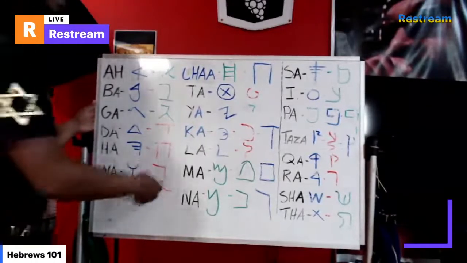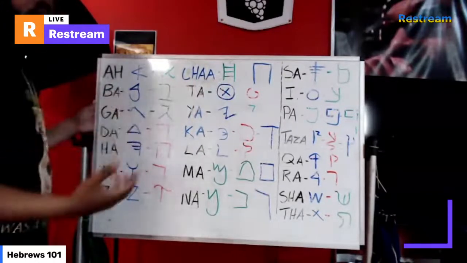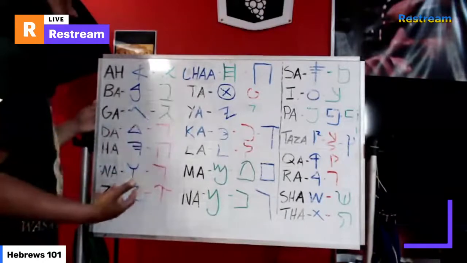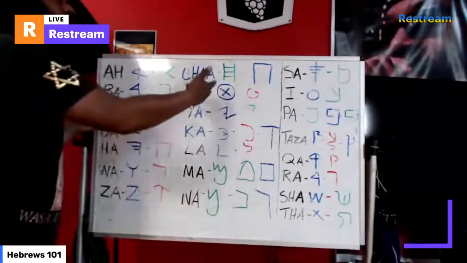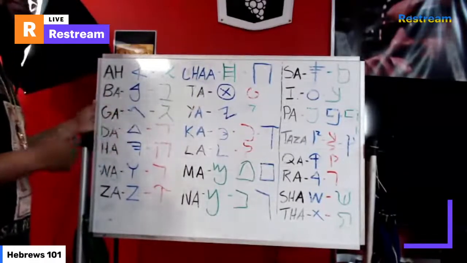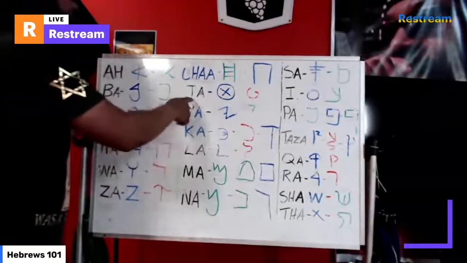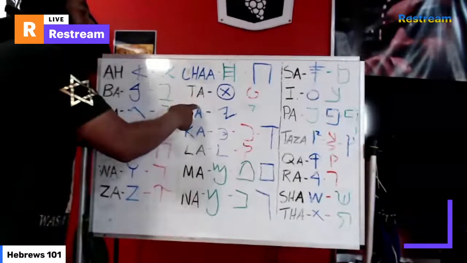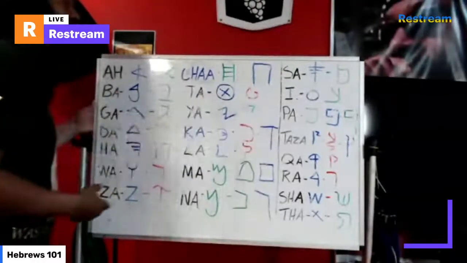Then next we have ka. In ancient Hebrew it looks like a ladder or a fence, with two lines and three across. Very strong pronunciation, ka, as in Captain. Remember that. Then next we have ta. In ancient Hebrew it's pretty much an X with a circle around it, ta as in bullseye.